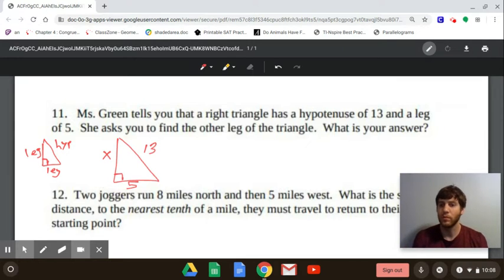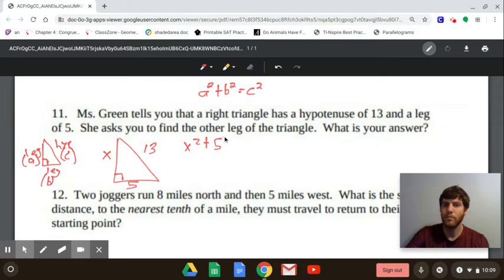Okay, so what we've done before, if we have a right triangle and we're looking for sides, if you have 2 sides and you want to find the third side, you're going to use the Pythagorean theorem. The Pythagorean theorem, remember, was a squared plus b squared equals c squared, where a and b were your legs, and c was your hypotenuse. So in this case, our 2 legs were x and 5. So we're going to do x squared plus 5 squared equals our hypotenuse squared, which is 13.